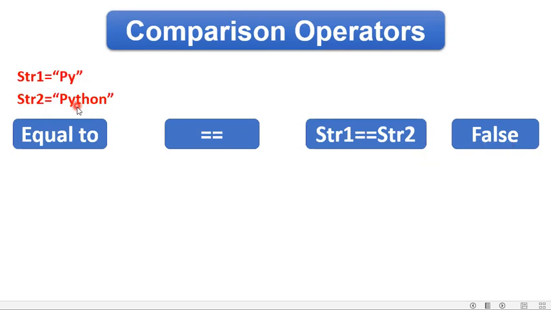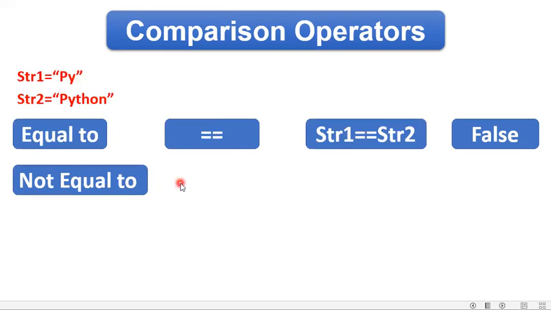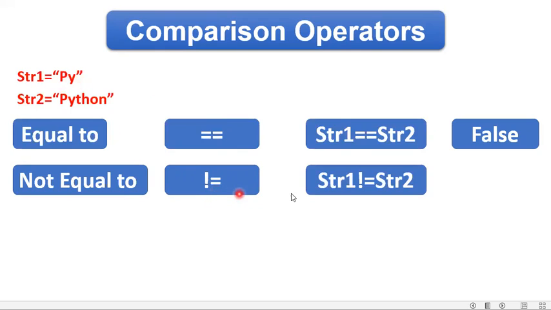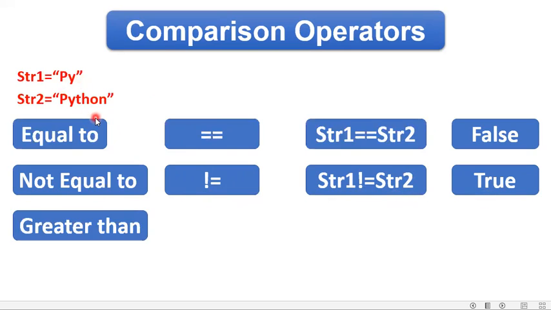Why? Because if we compare, these two strings are not matching. Although the first two characters of str1 match the first two characters of str2, str2 contains 1, 2, 3, 4, 5, 6 characters and str1 contains only 2 characters. So both the strings are not equal. Second, not equal to, which is denoted with the exclamation mark and equal sign. If we compare str1 not equal to str2, I'll get the result true, because both the strings are not equivalent.